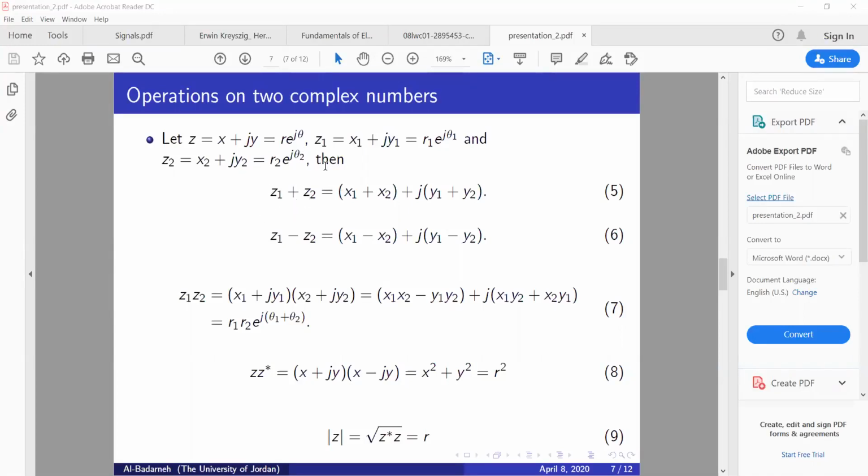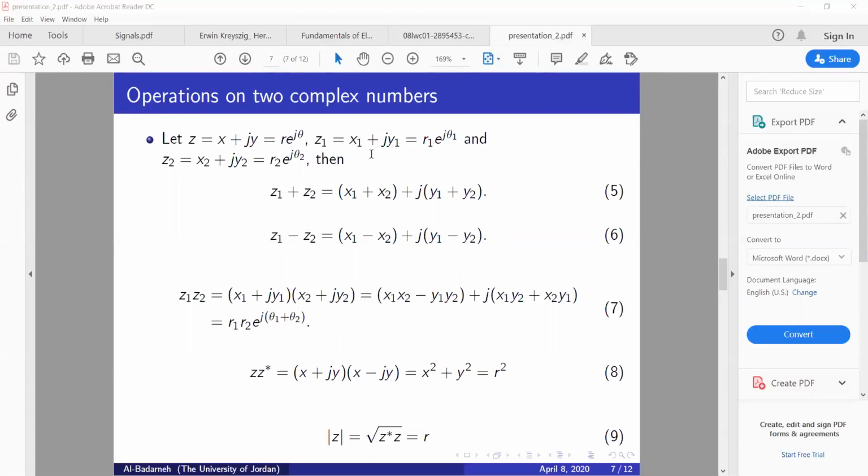Then one might be interested in obtaining the sum z1 plus z2. So as we can see, in order to find this sum, we have to add the real parts together and the imaginary parts together. So z1 plus z2 is equivalent to x1 plus x2 plus j times y1 plus y2. Similarly, if we want to find z1 minus z2, then this should be equivalent to x1 minus x2 plus j times y1 minus y2.